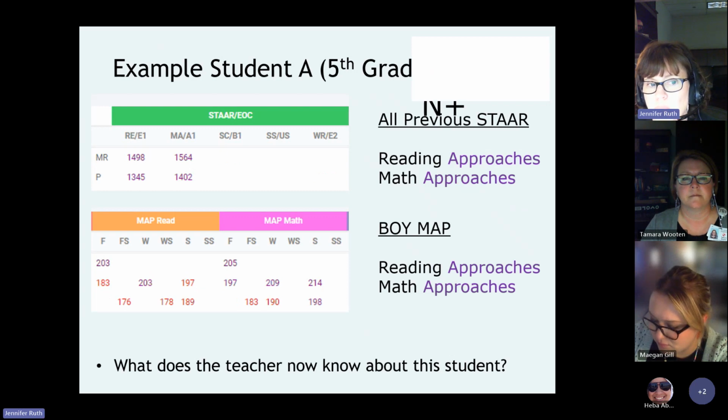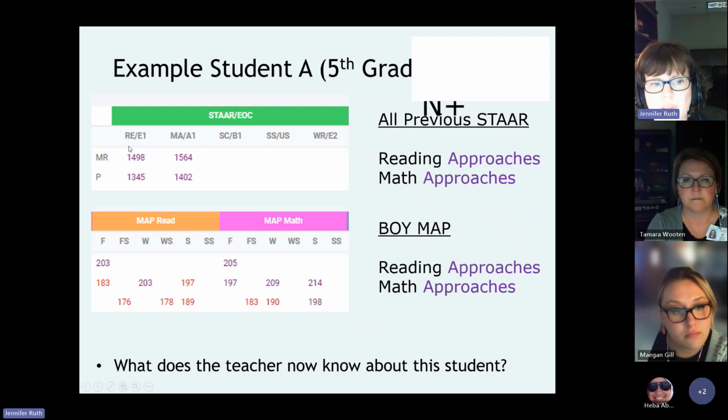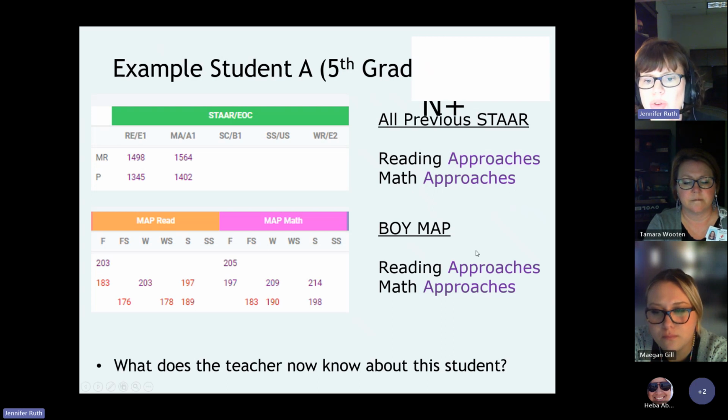Here's another student example. So in this case, I'm going to show you STAR and MAP first. So this is a student who's been very consistent in getting to the approaches level. So we've been approaches in reading and math on STAR for 2 years now. Our MAP scores right now are at approaches for both math and reading. So knowing this about the student, think about what kind of a CogAT score you would expect for this student to have.